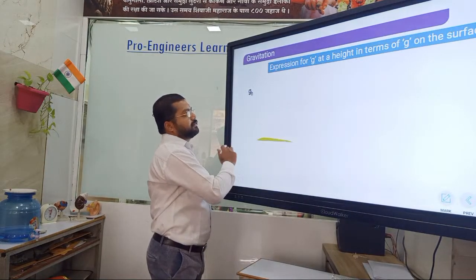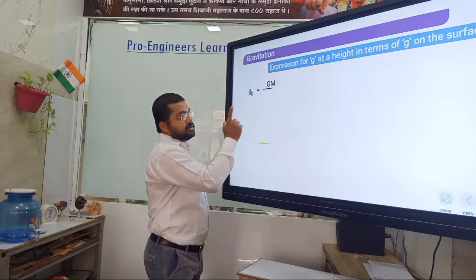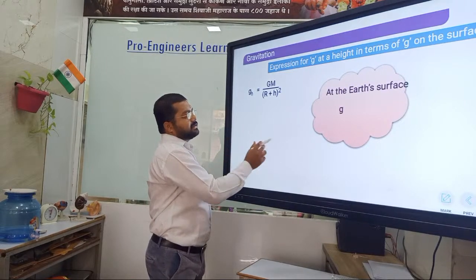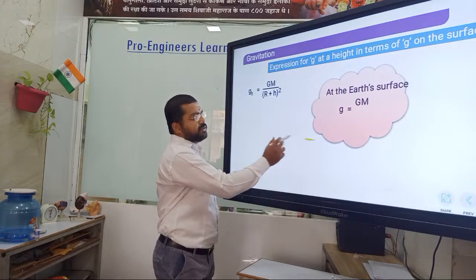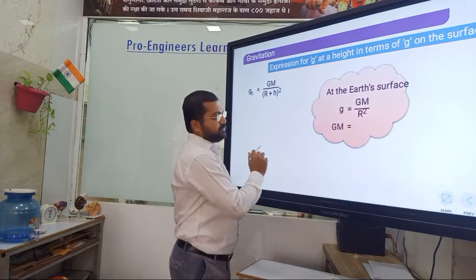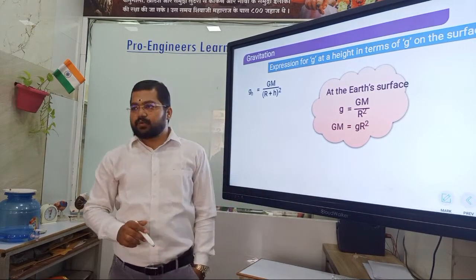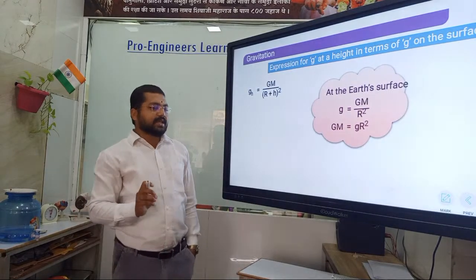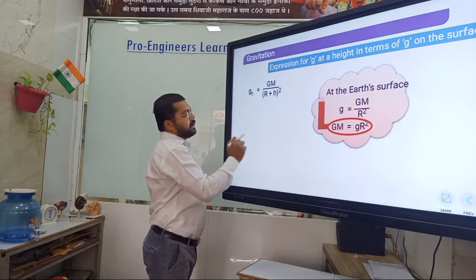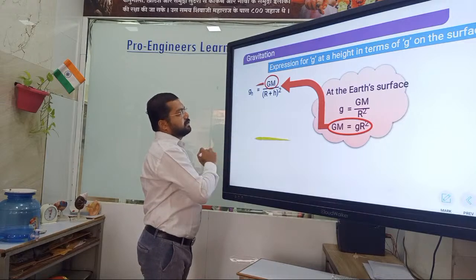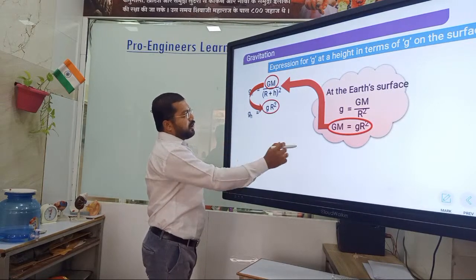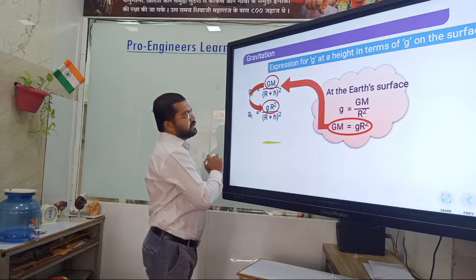So the expression of g at the height in terms of g on the surface. At the earth surface, g is equal to GM upon R square, right? And GM is equal to g R square. So here I can replace this GM with g R square. So the formula becomes g h is equal to g R square upon R plus h the whole square.